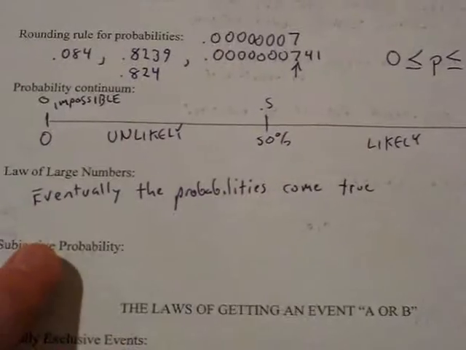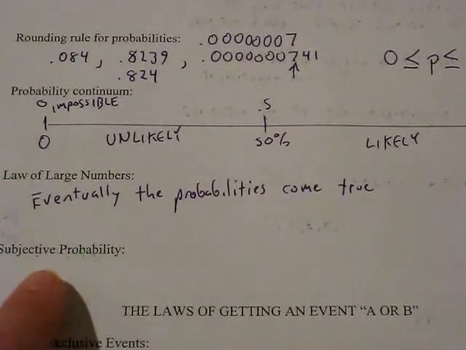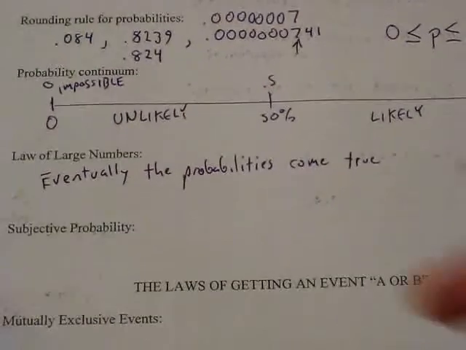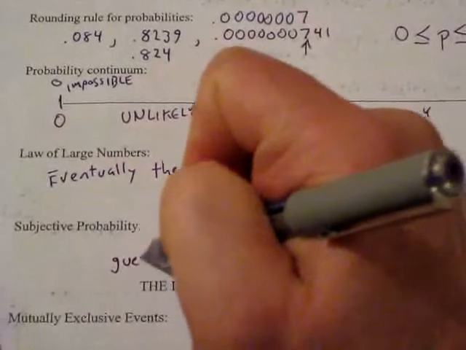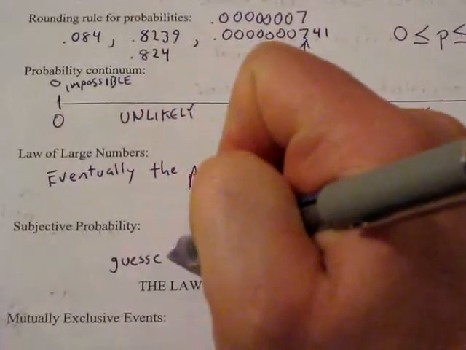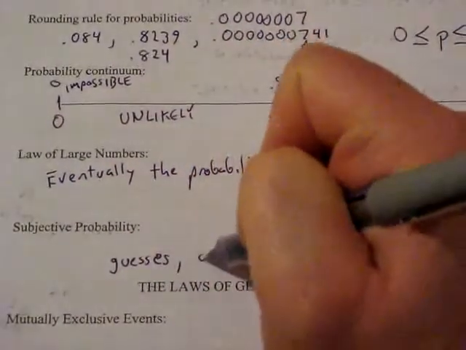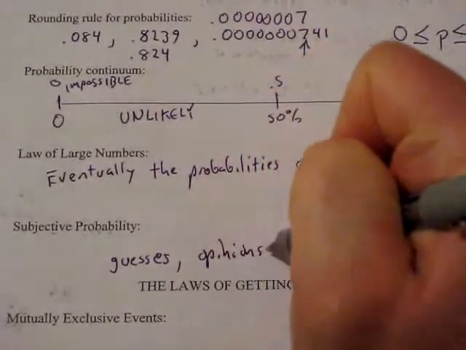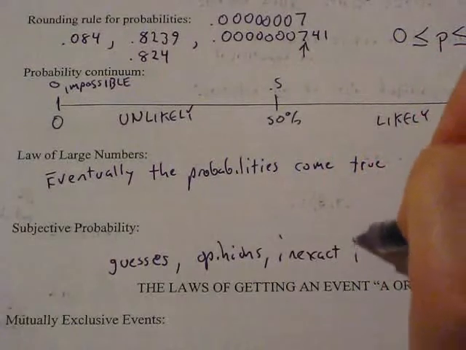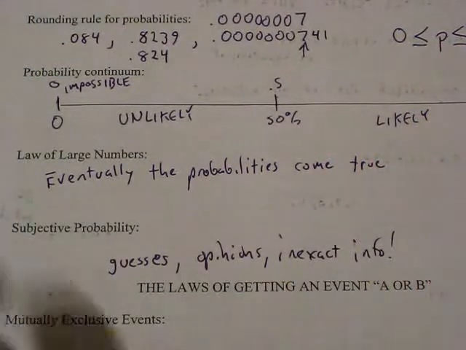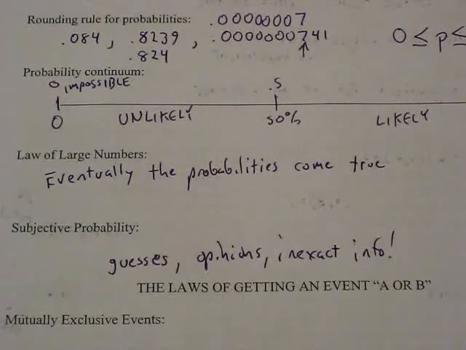This is also kind of a word of warning. Look out for subjective probability. Subjective probability is based on guesses, and even estimated guesses, which are still guesses, opinions, or inexact info. The book spends about a paragraph or two talking about this, and there is subjective probability, but if it's just not scientific probability, you're probably best not using it.